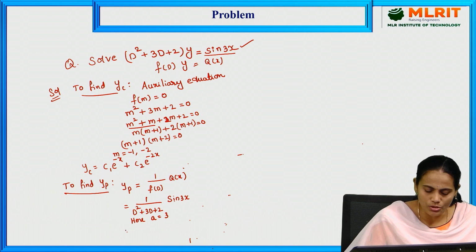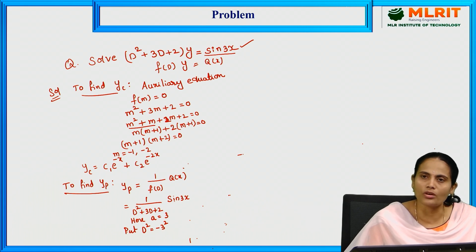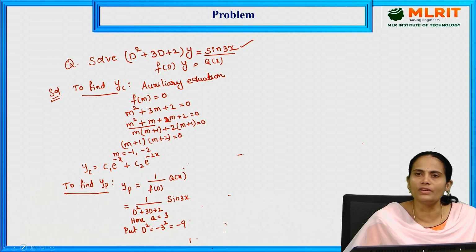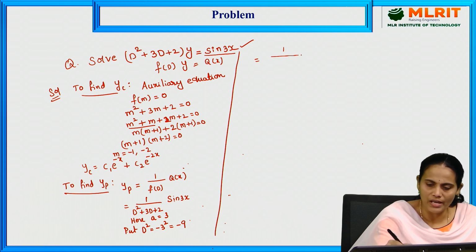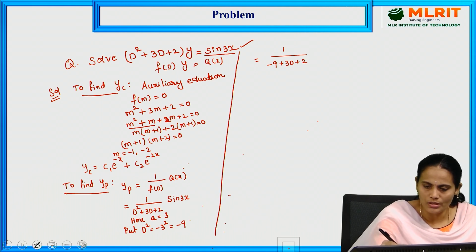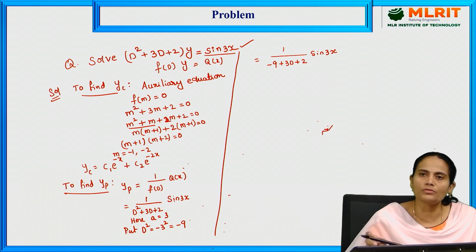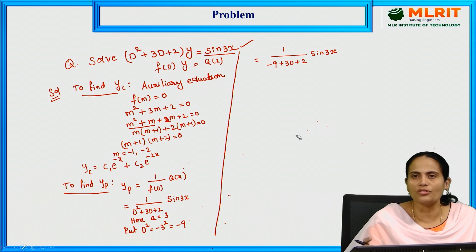So we substitute D square is equal to minus 3 square. This is minus 3 square, not minus 3 whole square. So D square is equal to minus 9. We have to substitute, so 1 by minus 9 plus 3D plus 2 into sine 3x. Here we are substituting in the place of D square only, not in the place of D.